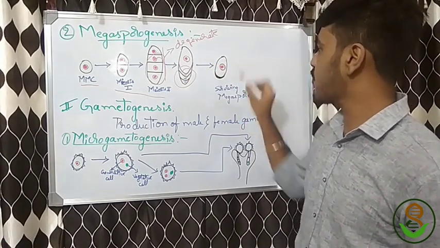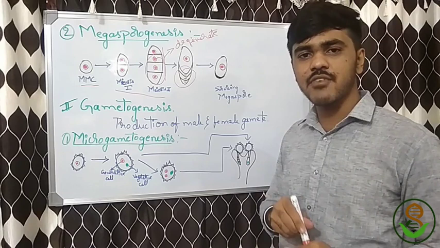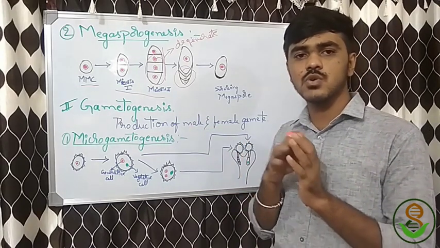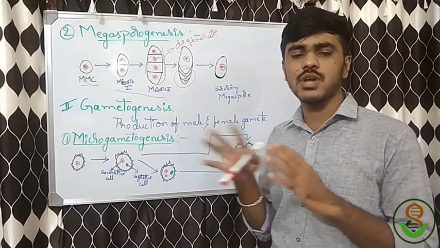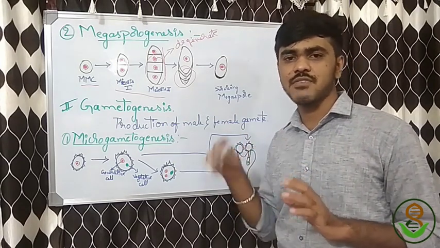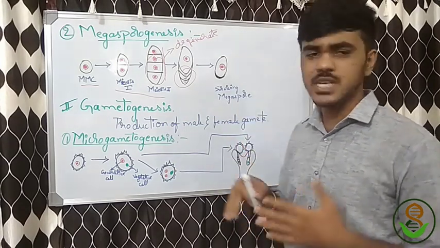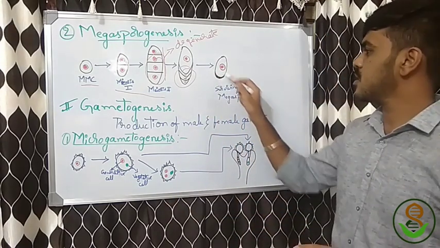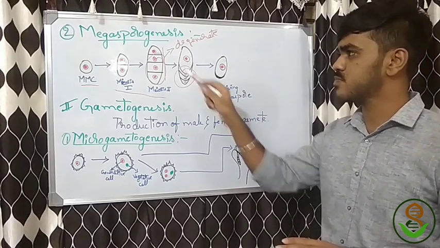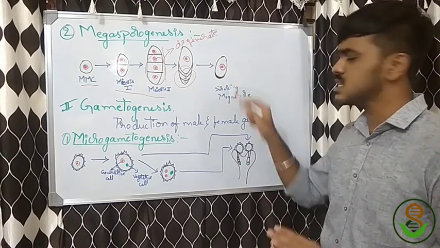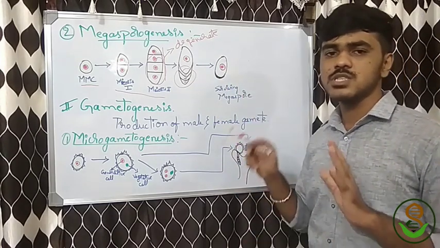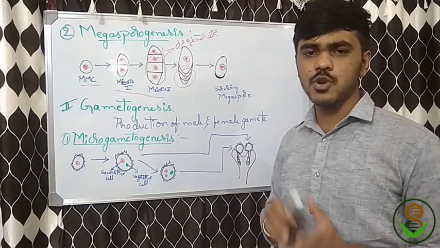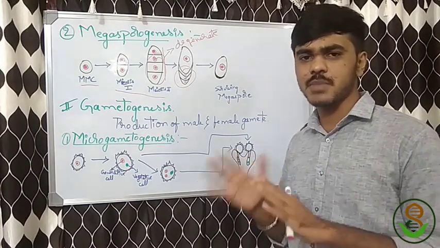This is the surviving megaspore, and it develops into an embryo sac. In later days, it undergoes mitosis to develop into an 8 nuclei and 7 cell stage. We can see that in the gametogenesis. But this is the final megaspore. In the megasporogenesis, this is the final stage where only the one surviving megaspore will develop. That is the sporogenesis. We are seeing the microsporogenesis and megasporogenesis.